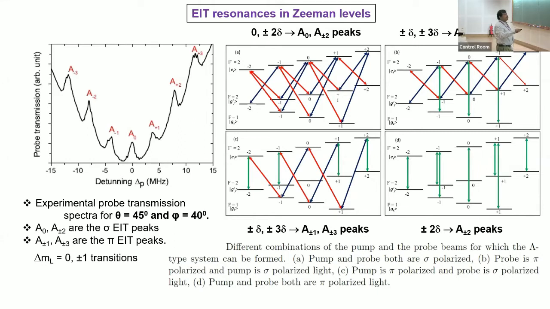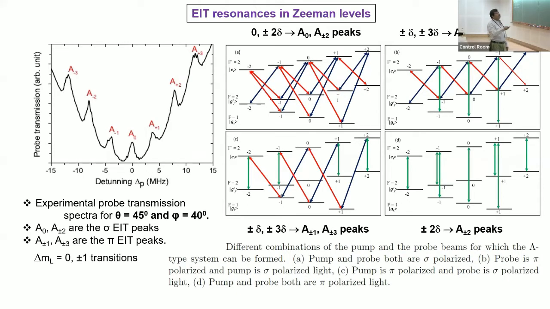Here it is the opposite. The pump is pi polarized and the probe is sigma polarized, and here both of them are pi polarized. So you break up the picture, and then you can see that whatever be the shift of the energy, you can calculate it, and that is related directly to the peak.